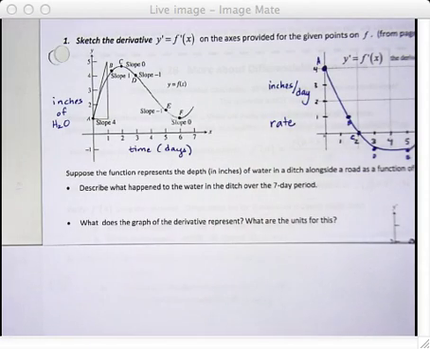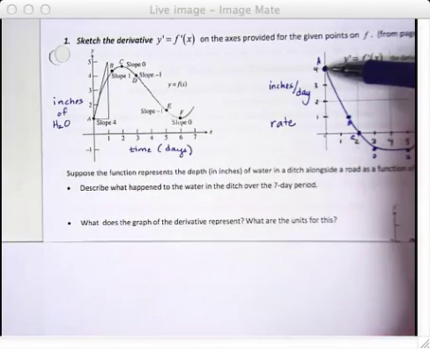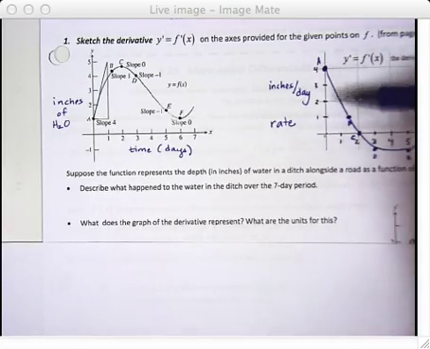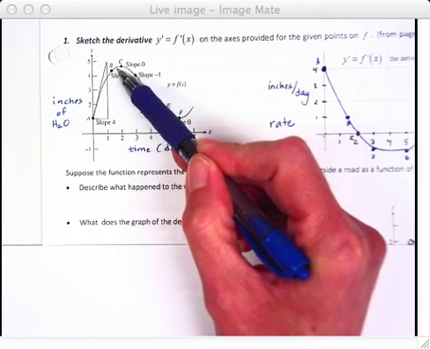The water rose quickly on day 1. You see, because it has a very steep slope. The slope is high, so it's changing faster here. And then the rate starts to decrease. So it's raining heavy, and then it's starting to slow off, not rain as much, right?